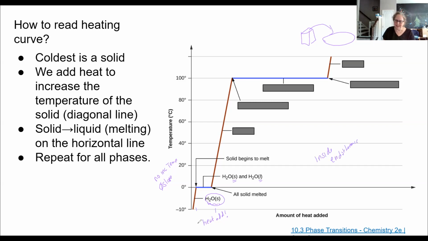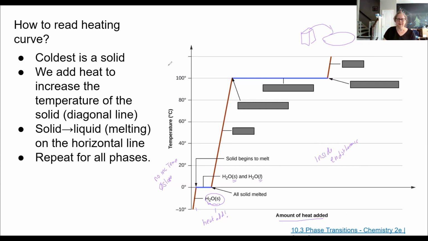We had to add heat to get something to go from a solid to a liquid. Oh, that makes sense. I know we have to add heat to go from a solid to liquid if I'm thinking about an ice cube. So that makes sense. This is an endothermic process. So as we're adding heat, we are going through endothermic processes.